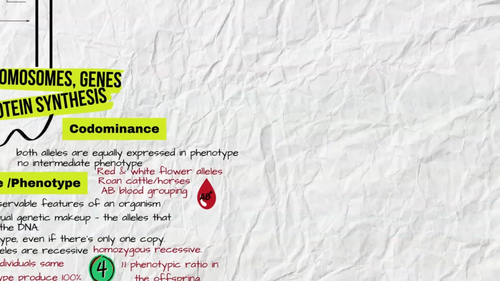If the question says no intermediate phenotype, like this question about blood grouping, that also means codominance, don't hesitate. That phrase is just another way of saying both alleles are fully visible. That's what you need to know for codominance.